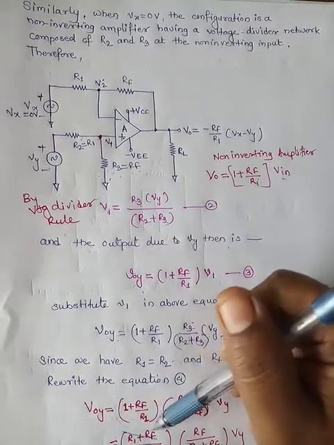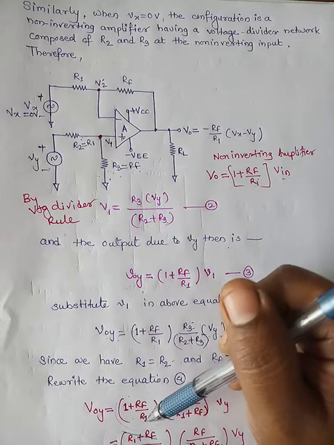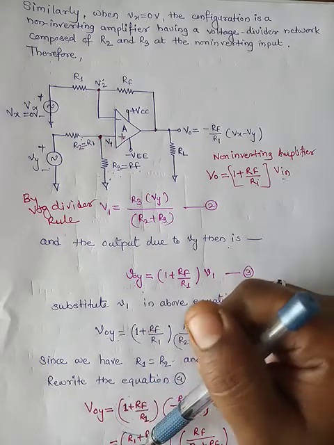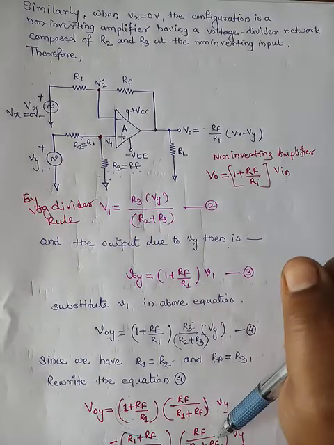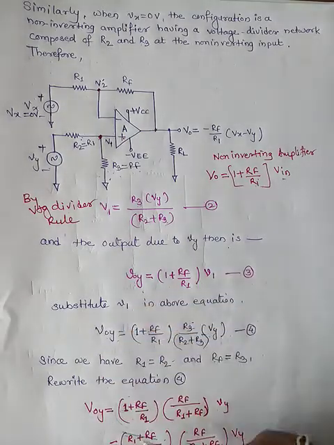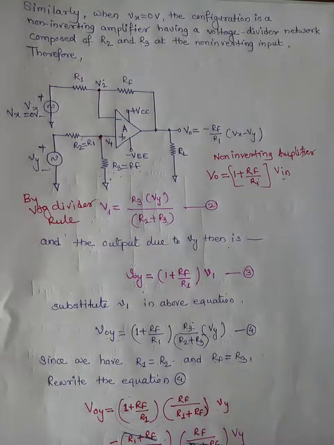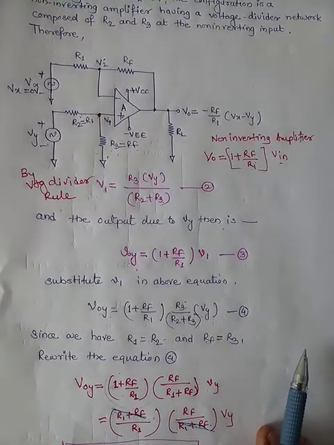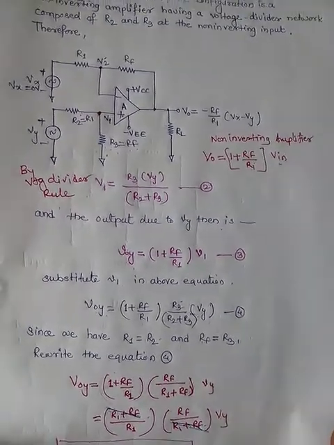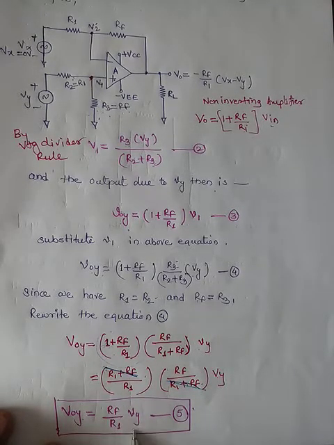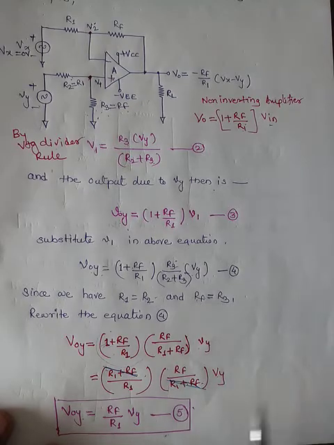Now when we rearrange this bracket, we simply make the denominator common, R1 plus Rf by R1, into Rf by R1 plus Rf. This R1 plus Rf will get cancelled out with R1 plus Rf. What remains is the output voltage with V of Y equal to Rf by R1 into V of Y. So this is equation number 5.